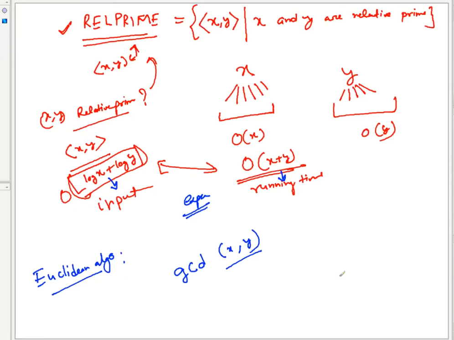If you analyze the running time of the Euclidean algorithm, you'll find that the running time is polynomial in log of X and log of Y, and not actually X and Y. The analysis is very interesting, but I will not go deep into that. I'm leaving that as an exercise. You should really read that and understand why the Euclidean algorithm is a polynomial time algorithm for solving relative prime.